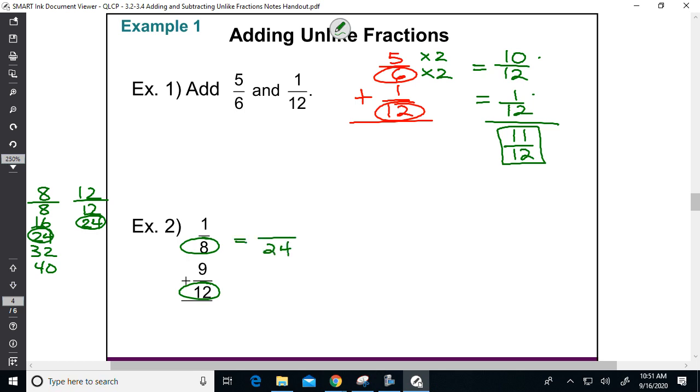So we're going to make both denominators 24. So now, I told you we have to force the problem to work. Now we're forcing this problem to work. What times 8 gives you 24? I see there 3. So 1 times 3 is 3. What times 12 gives us 24? 2.